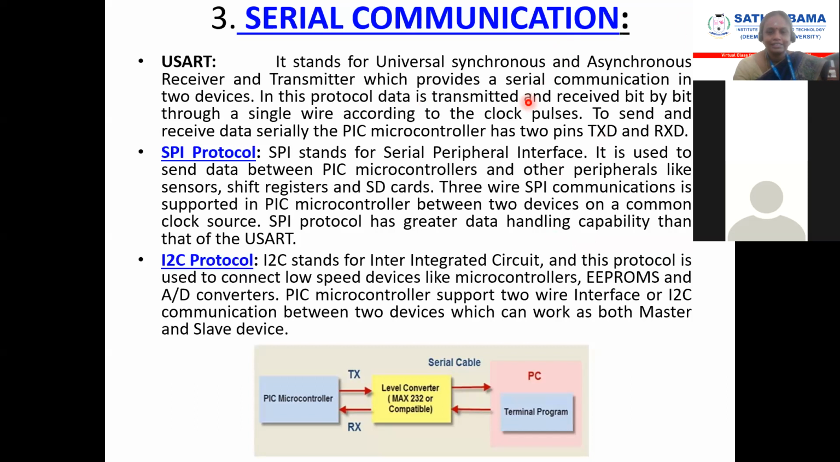Jason, tell me, in 8051, what type of serial communication protocol did we use? The answer is here only. What type of serial communication protocol did we use in 8051? SPI protocol? No. SPI protocol is for today only.